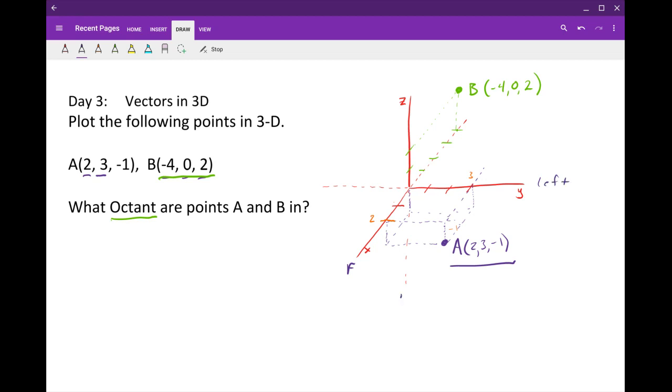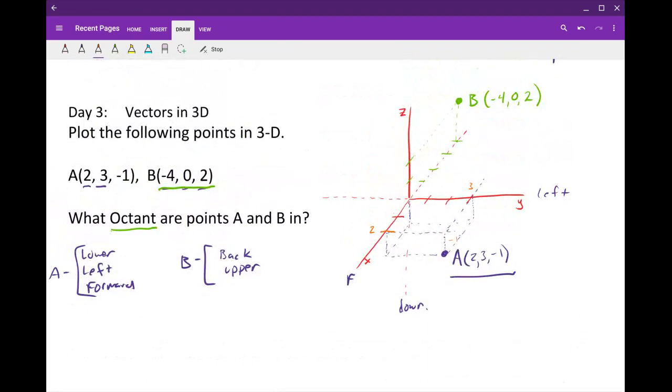Lower, all right? Down. So you could say it's the lower left forward, A. Whereas B, it's actually not in an octant. You could just say that it's in the back upper, I guess, neither left or right. So basically like that, okay?